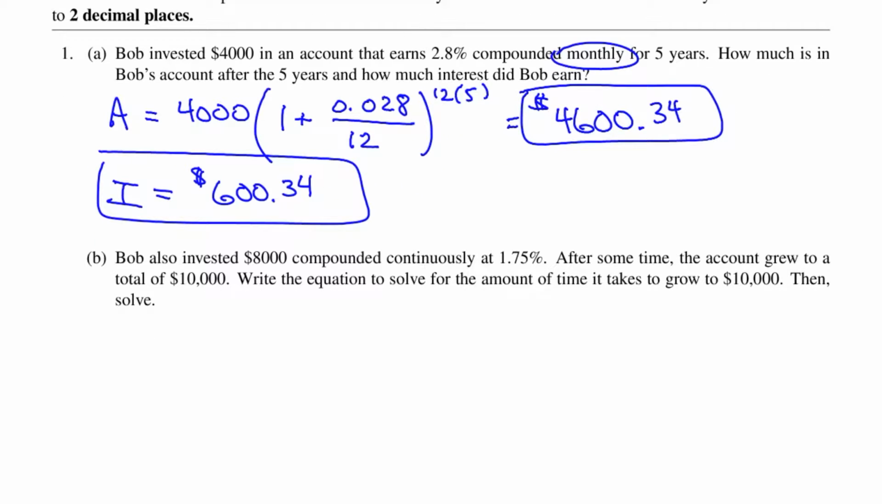Part B: Bob also invested $8,000 compounded continuously at 1.75%. After some time, the account grew to a total of $10,000. Write the equation to solve for the amount of time it takes to grow to $10,000 and then solve. So this was the PERT formula. It would be 10,000 = 8,000 e raised to 0.0175t. So that's the equation to solve for.